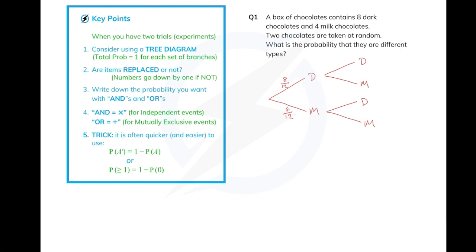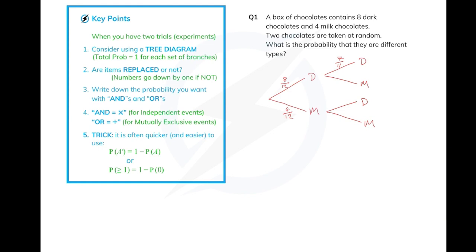Well, the answer to that is 7. But how many chocolates are left? Well, that's 11. And that's what I mean by the numbers going down by 1. The number on the bottom always goes down by 1 when we're not using replacement, and depending on which one you're taking, the number on the top might go down by 1 as well.